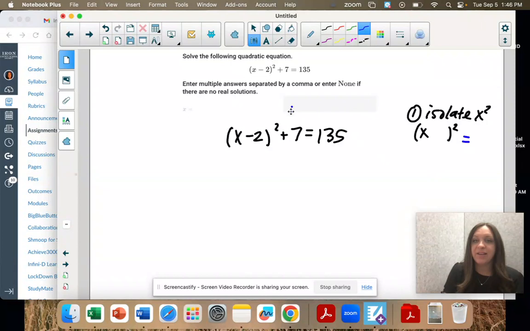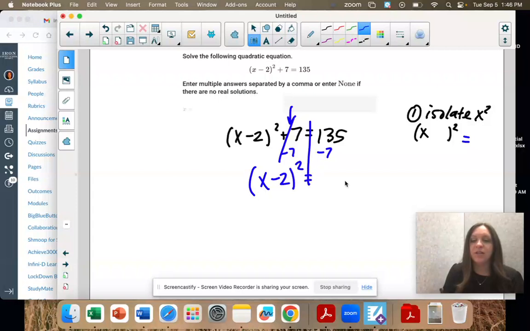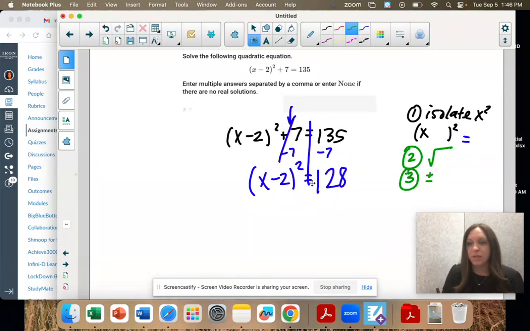So this plus 7 here is in the way of our first step, so we got to move it. The opposite of plus is minus. That's 0. So now I have x minus 2 squared equals 128. Now it's isolated. There's still the minus 2 there, but it's in parentheses. That's okay. We're going to take the square root of both sides and then add a plus or minus.